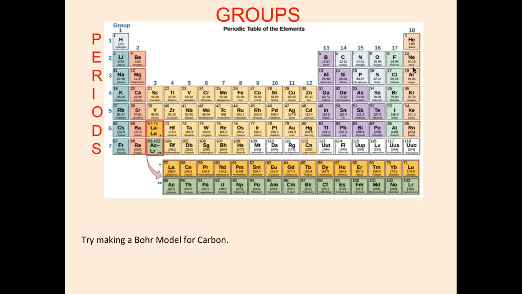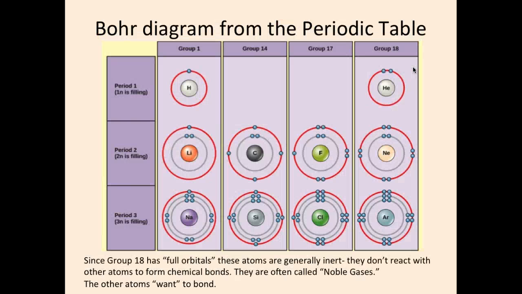So hopefully you've had a chance to construct the Bohr model for carbon, and as you can see here, it's in the second period, so it has 2 shells, 2 orbitals. The innermost orbital is full, it has 2 electrons, and the outside orbital has 4 since it is the 4th atom over and is in group 14. So these electrons, as I said, are going to be the same. The number of electrons in the outermost orbital is going to be the same within a group.